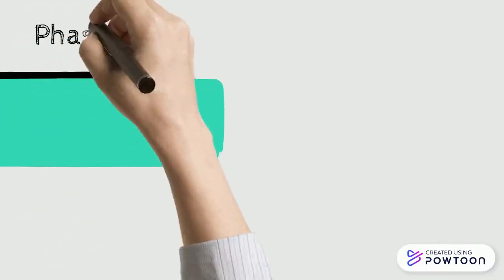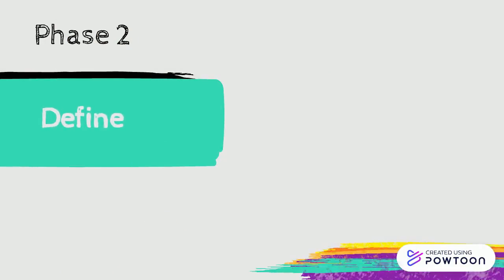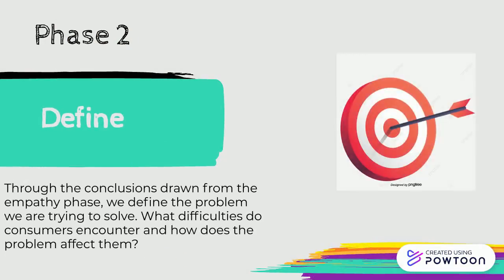Phase 2. Define. The second phase is based on defining the problem. Through the conclusions drawn from the empathy phase, we define the problem we are trying to solve. What difficulties do consumers encounter and how does the problem affect them? Once the conclusions have been synthesized, the problem can then be defined.